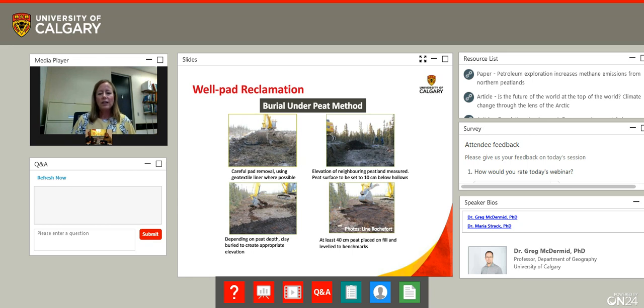We've been working with some partners, including Shell Canada and Canadian Natural Resources Limited, on some projects on how we could reclaim that. One method that we've tried is what's called burial under peat, where some of that surface mineral material is removed. The peat underneath is then excavated to decompact it. You can bury some of that mineral soil fill under the peat and then place the peat back down, so you have a nice soil surface that would be very similar to an undisturbed peatland.